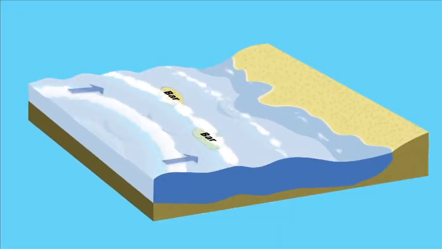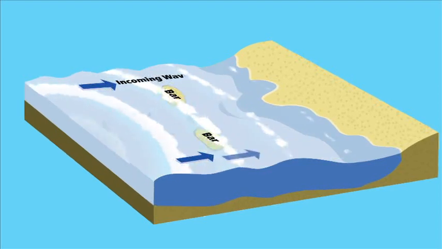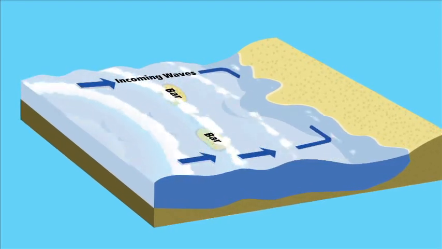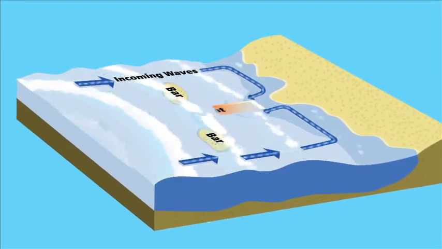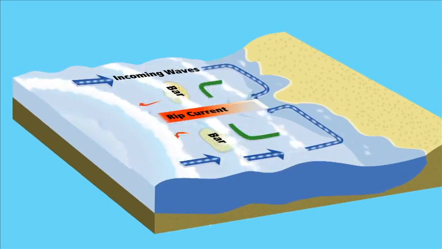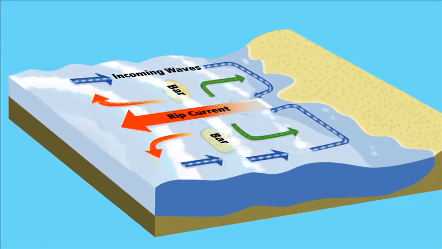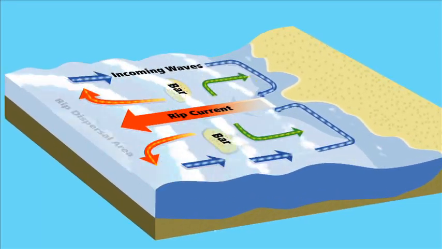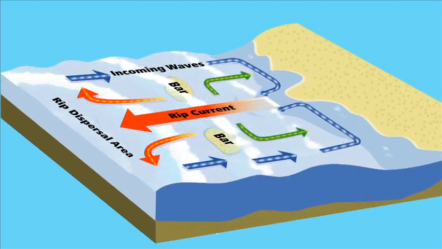Sometimes, waves push over an obstruction that blocks water from flowing back to sea on the bottom. When this happens, the water may funnel seaward through a narrow opening. Past the opening, the flow dissipates. This is called a rip current.